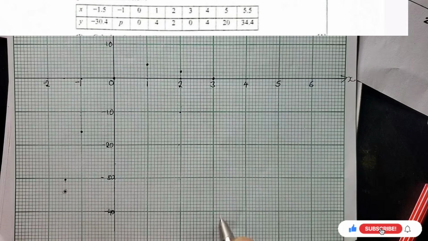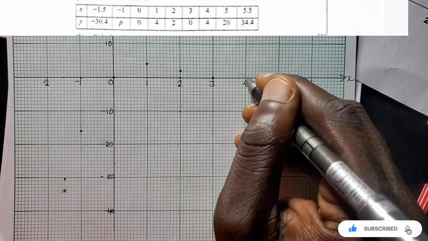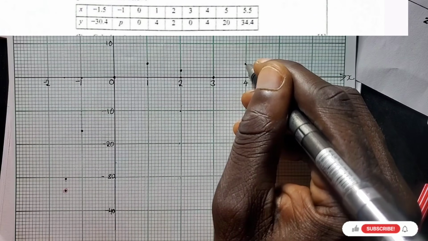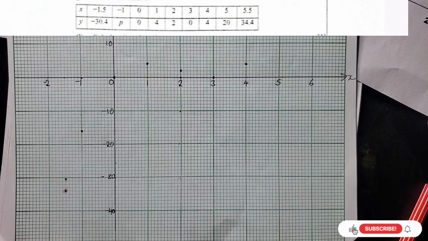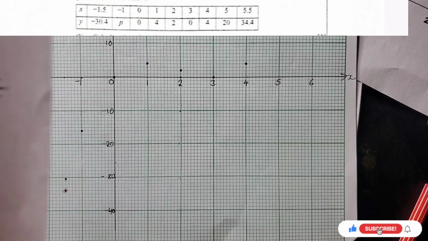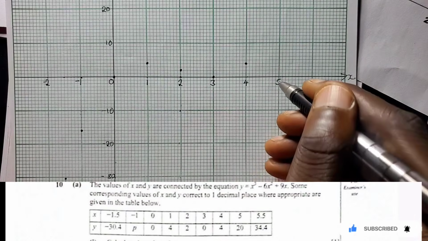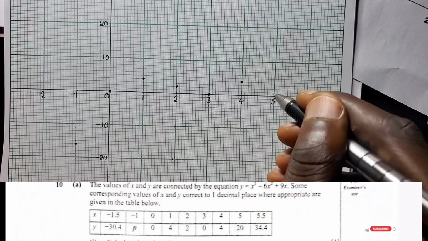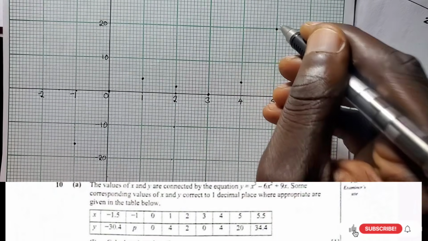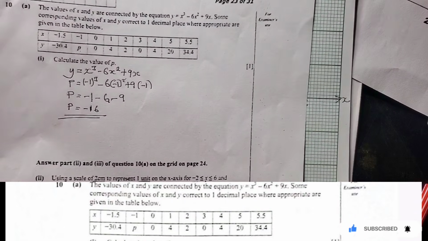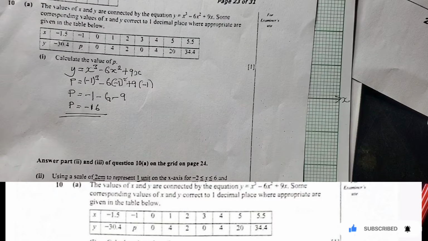Let's go. 4, 4. So 4 here, 4. 1, 2, 3, 4. This is where 4 is. Next is 5, 20. 5 is here, and 5 and 20 is here. All right. So 5, 20. Then we have a last one here, 5.5, 34.4.